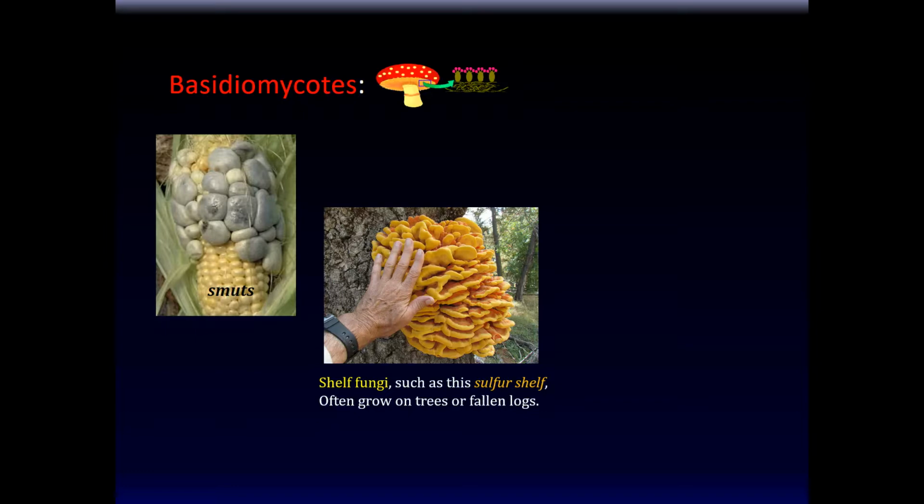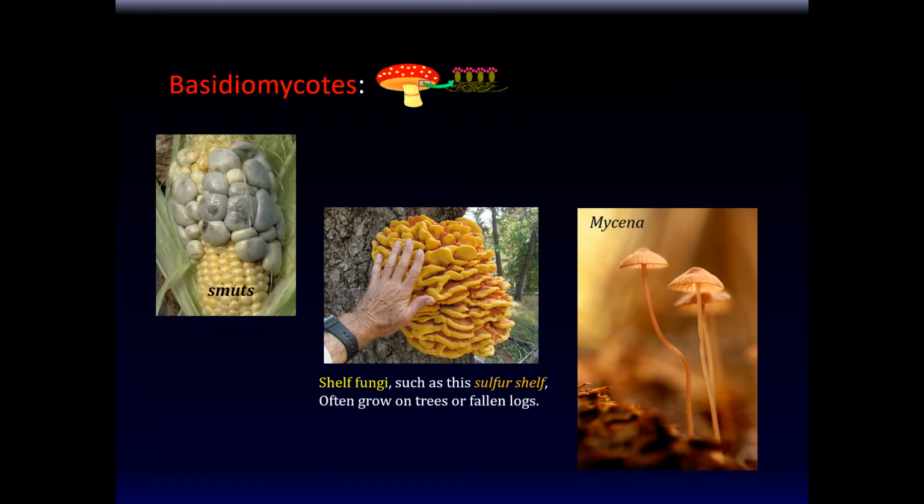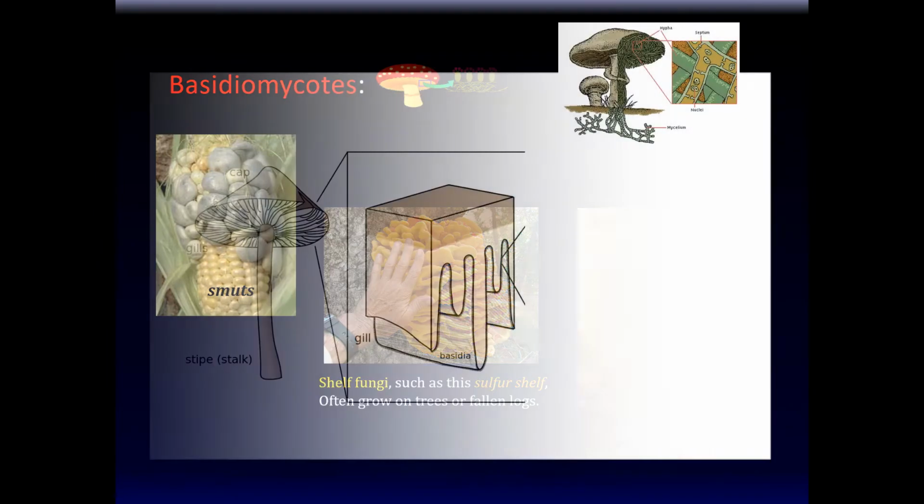You see this sometimes. That tree is alive, right? So they often grow in trees or on fallen logs. And mycena is elegant looking. You see this sometimes if you take a walk in the woods. So these are all examples of Basidiomycotes.